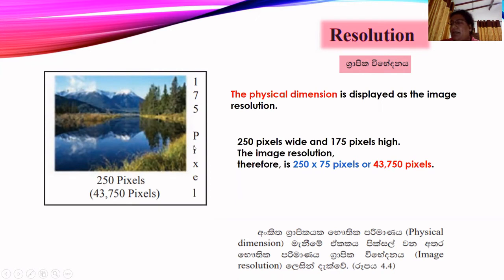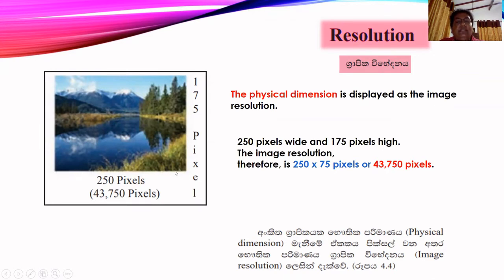Okay, right. You can see here 175 pixels on this side, and here 250 pixels. The physical dimension is displayed as the image resolution, right? Okay. What is the physical dimension? In Sinhala we say physical dimension. What does that mean? Here, if they have given 175, what does it mean? It is 175 pixels on this side, and on this side 250 pixels.